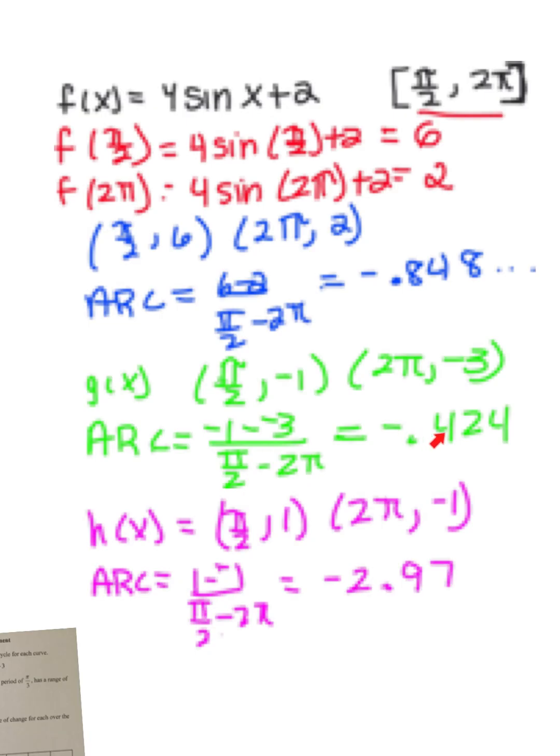It means this one's going down slower than these are going down. These are going down quicker. So this is the smallest. So that would be g of x would be the smallest. And then the next one would be f of x. And then the largest average rate of change would be h of x. It means it's going down quicker than the other ones are going down. All right, let's take a look at number 4.